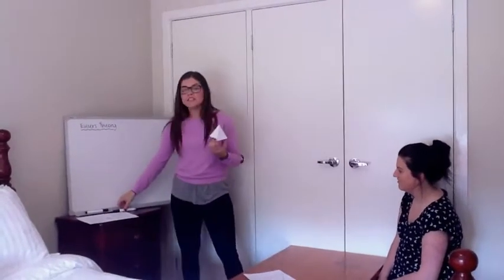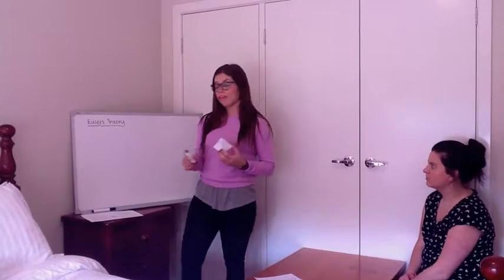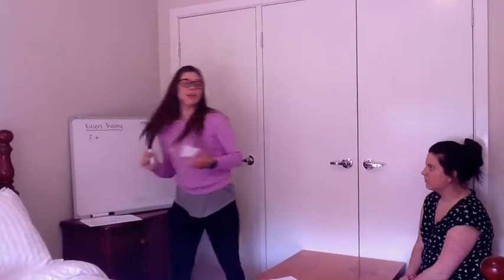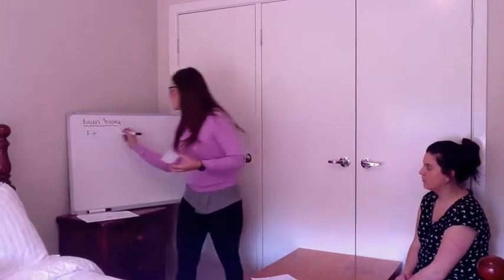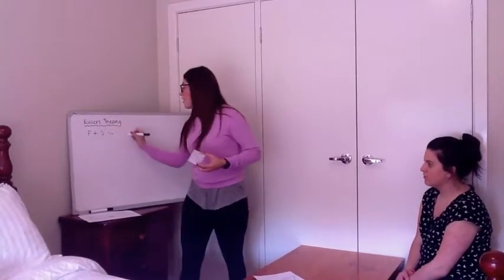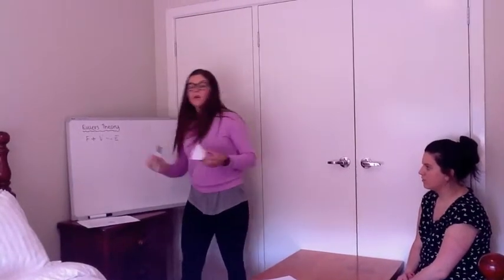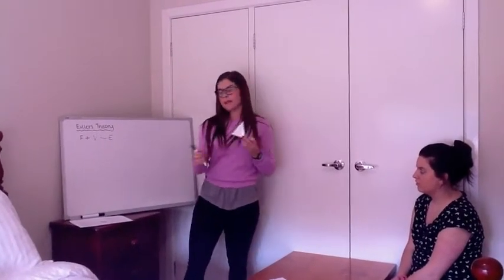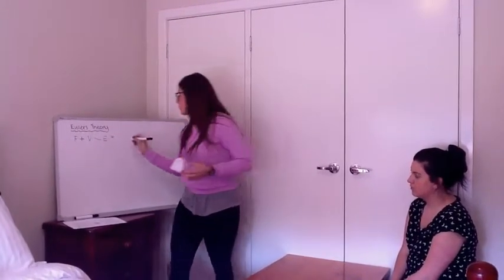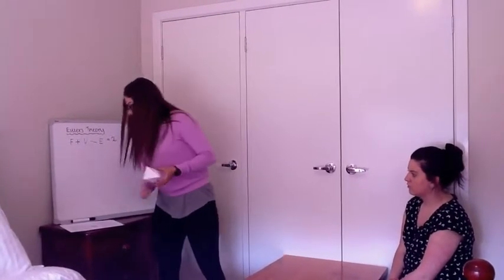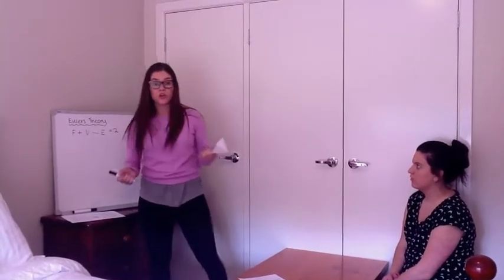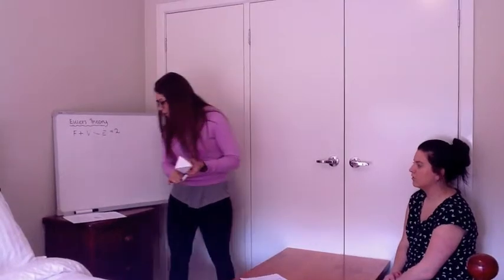So to apply this to Euler's Theory, we need to calculate the faces, so F, plus the vertices, which are the corners, minus, so take away, the edges, which are where the two lines meet. So Euler's Theory always equals 2. It works for any polyhedron that doesn't intersect itself, such as a cube or a pyramid, as I'm using now.